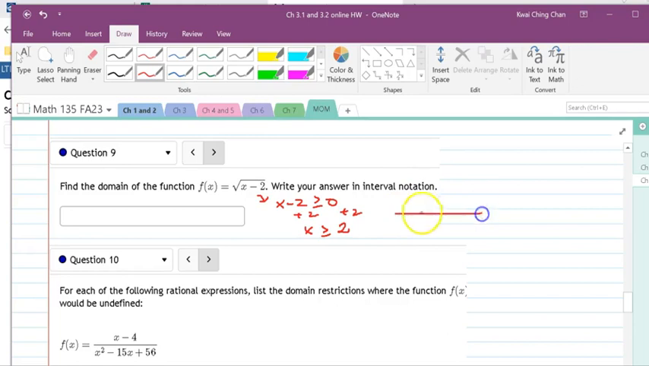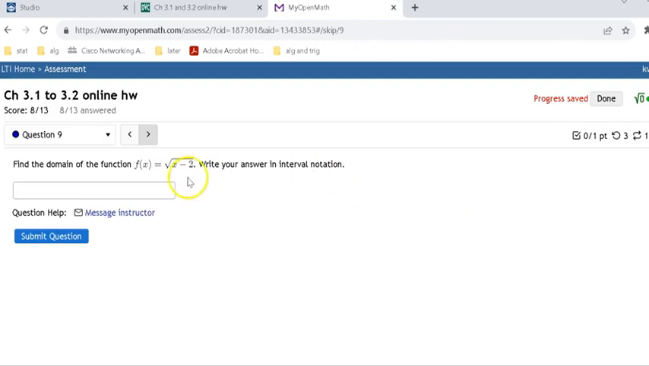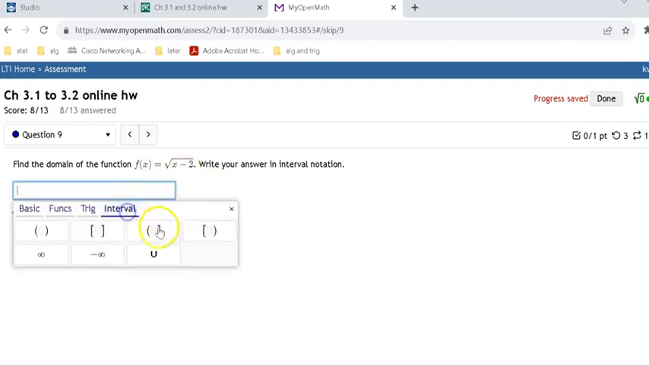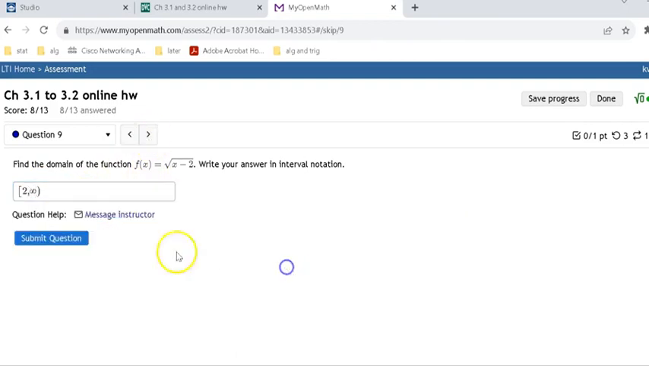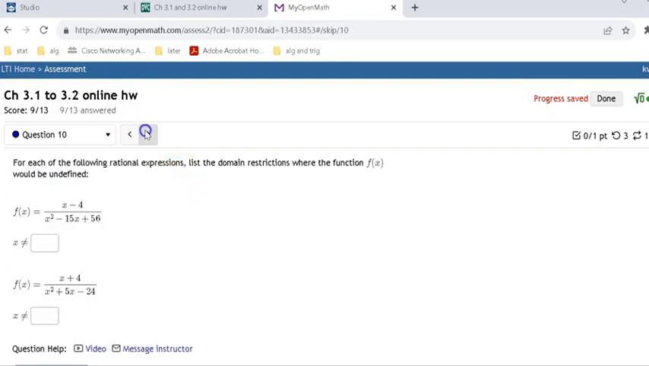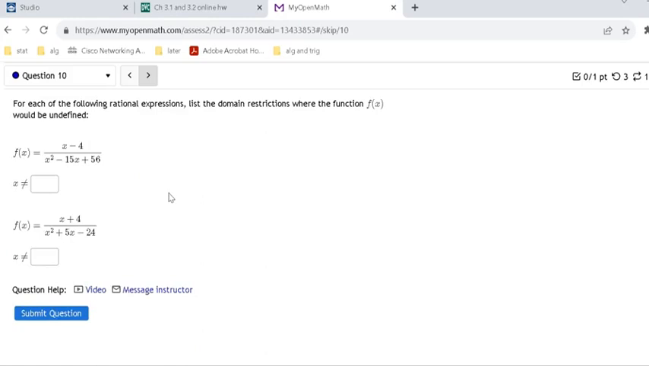Draw the number line. Greater than 2. So from here, does it include 2? Include 2. So it will be 2 comma infinity. Interval notation: 2 comma infinity. Then submit. For each of the following expressions, list the domain restriction where it would be defined.